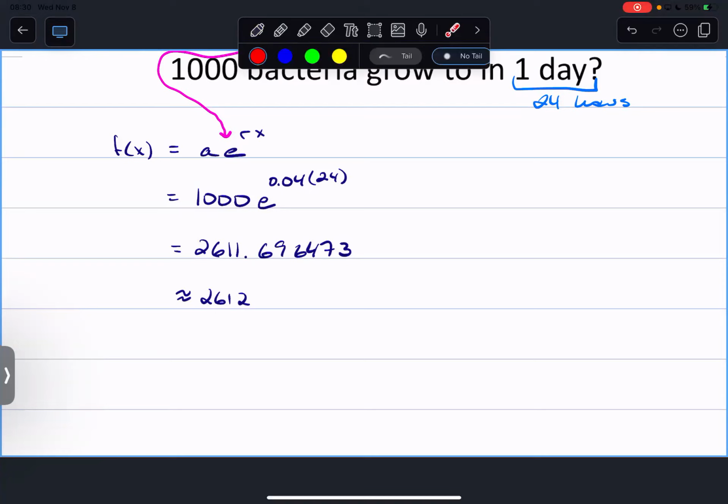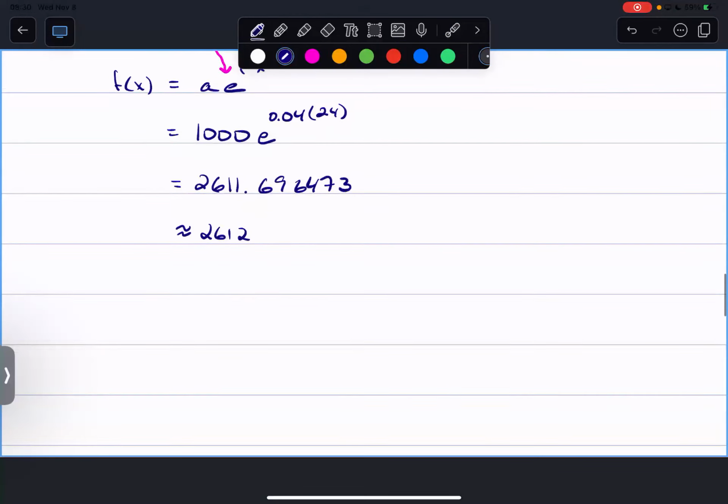My argument would be you can't have 0.69 of a bacteria. So I'm going to bump it up. Or maybe you can. I don't know enough about bacteria.